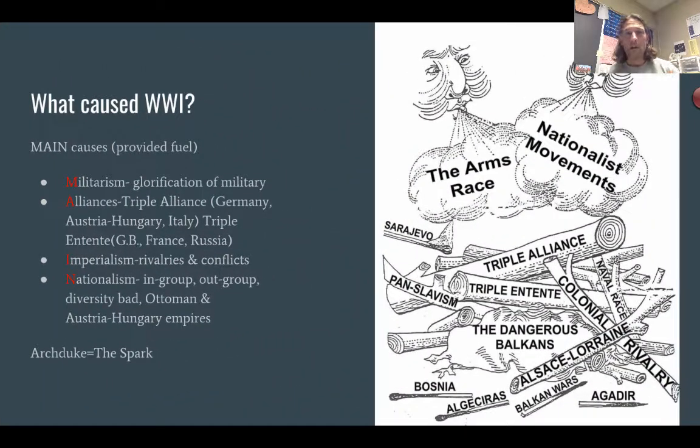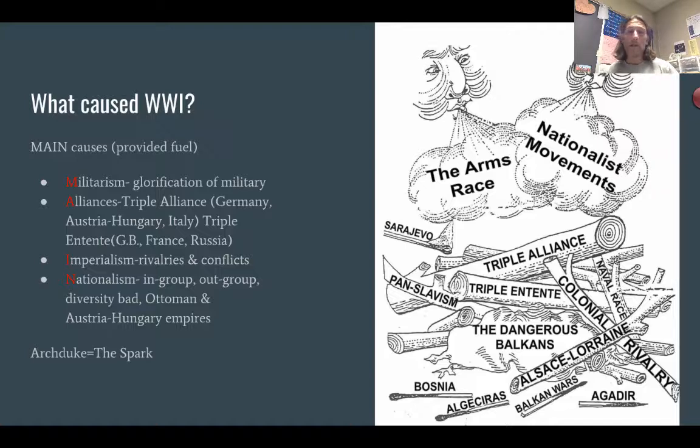When we look at the causes, the acronym MAIN is a good way to keep track of the indirect causes, because these things had been building up for over a century. If we go back to 1815, the end of the Napoleonic Wars, the Concert of Europe creates a system that prevents Europe from breaking into war. And for a century, it works. But there are all of these other causes under the surface that build up and increase tension.